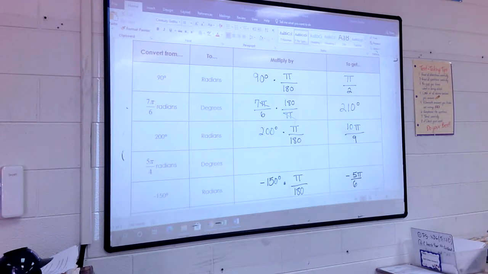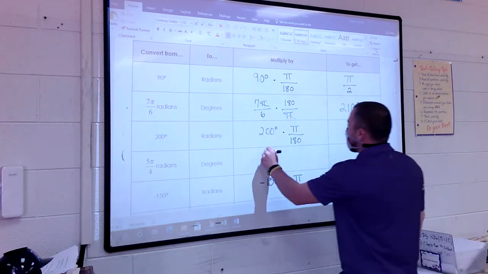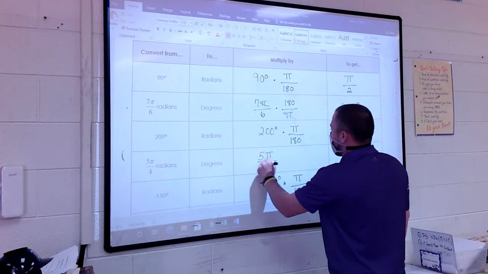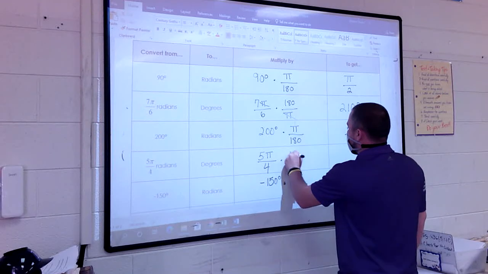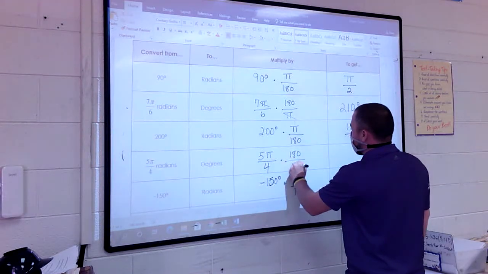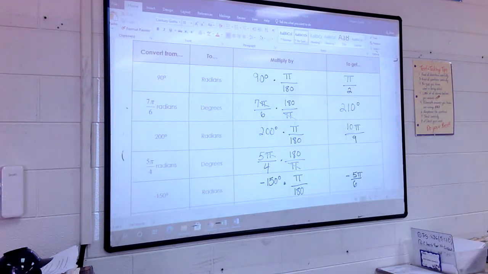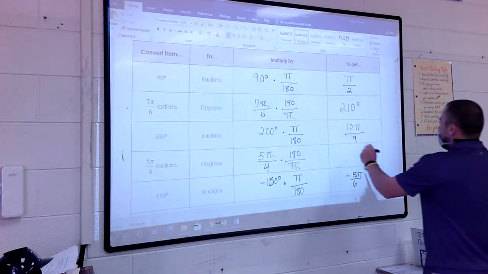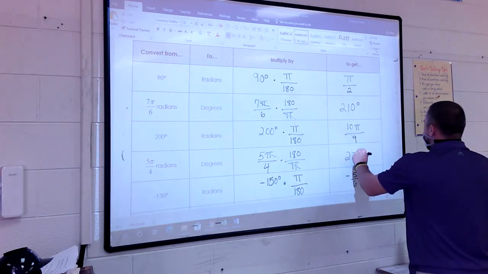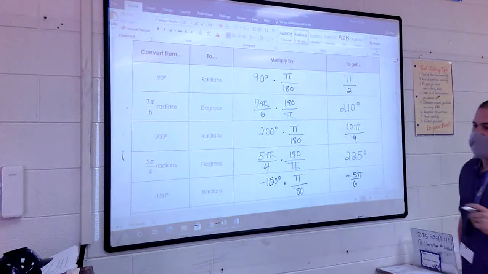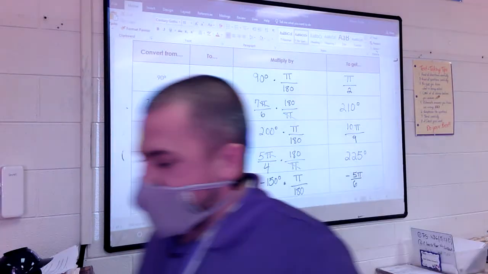We didn't type pi in the calculator at all. So that's 210 degrees. 5 pi over 4. So we're going to say 5 pi over 4 times 180 over pi. So that means the pi's, again, they go away. So what you're really doing is 5/4 times 180, which is 225 degrees. Okay, so that should make sense.